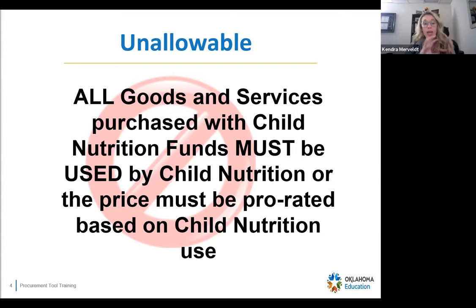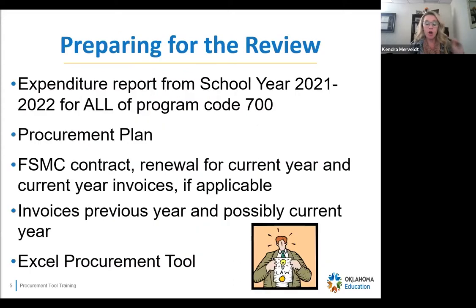But just to let you know, we have to look at all code 700 because everything that you spend child nutrition funds on, you have to procure it correctly. So we have to see everything that you purchase with child nutrition funds. Now, if you purchase something for child nutrition and you use the general fund, we don't look at it. We only look at things that you did use child nutrition dollars on. So again, everything that you coded to 700, we're going to take a look at.